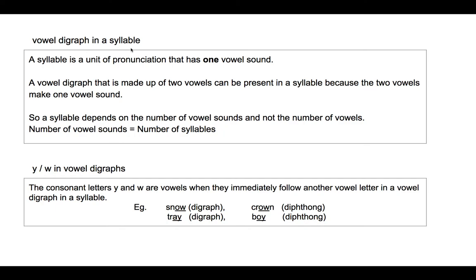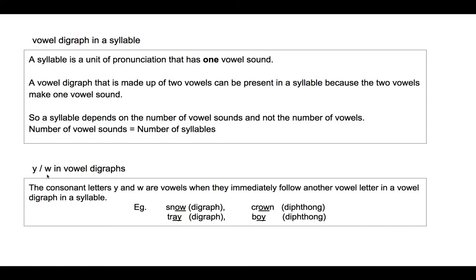Vowel digraph in a syllable. We know that a syllable is a unit of pronunciation that has one vowel sound. What we have to note here is that it says one vowel sound and not one vowel. A vowel digraph that is made up of two vowels can be present in a syllable because the two vowels make one sound. It makes a single vowel sound. So a syllable depends on the number of vowel sounds and not the number of vowels. That is why we say that the number of vowel sounds is equal to the number of syllables.